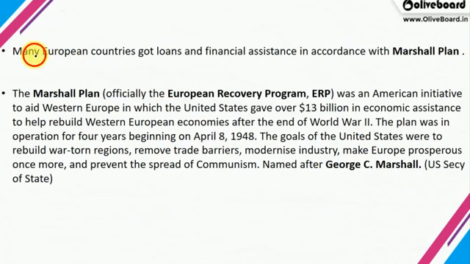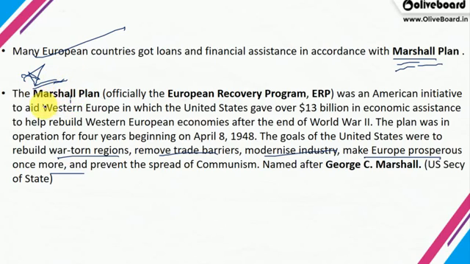Now many European countries got loans and financial assistance in accordance with the Marshall Plan. So what is the Marshall Plan? Let's discuss. After the Second World War, Europe's economy and infrastructure was devastated, and it was at a very low. So the Marshall Plan was devised. It was an American initiative to help mainly Western Europe to rebuild. The rebuilding of Western Europe, the war torn regions, to remove trade barriers, modernize industry and make Europe prosperous again. So this was the Marshall Plan, and under this Marshall Plan, the World Bank gave loans to European countries, and it was named after George C. Marshall. So if the Marshall Plan is asked, you can answer now.